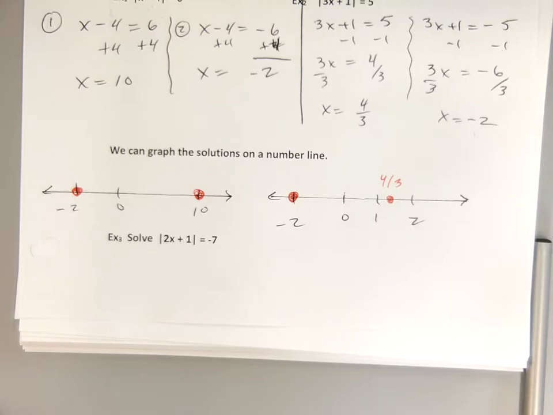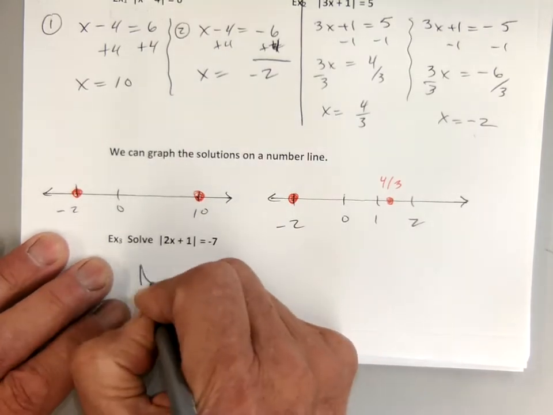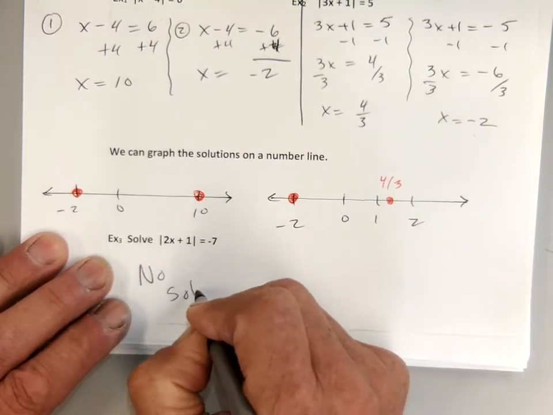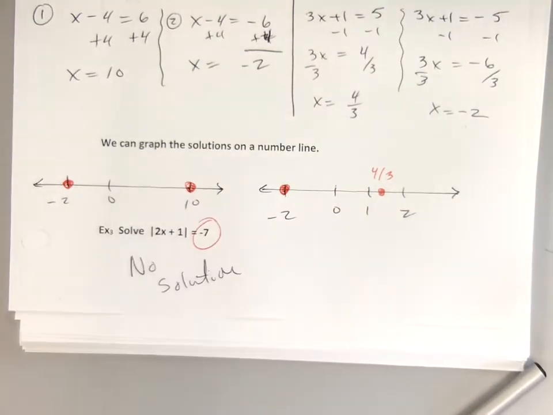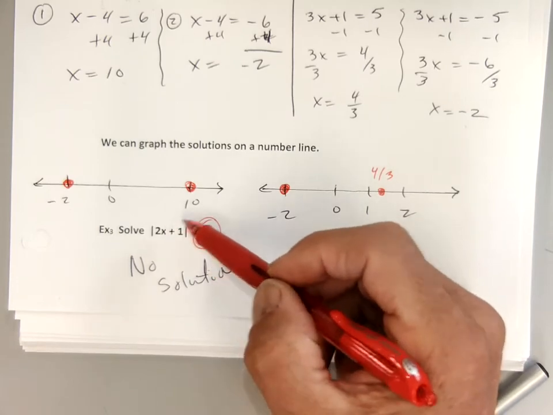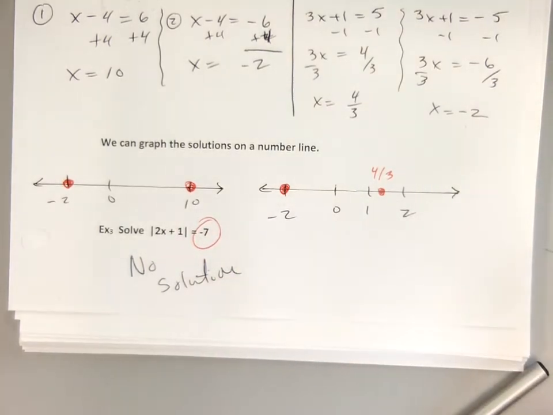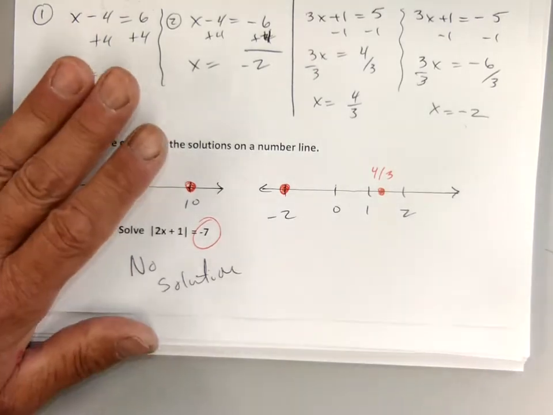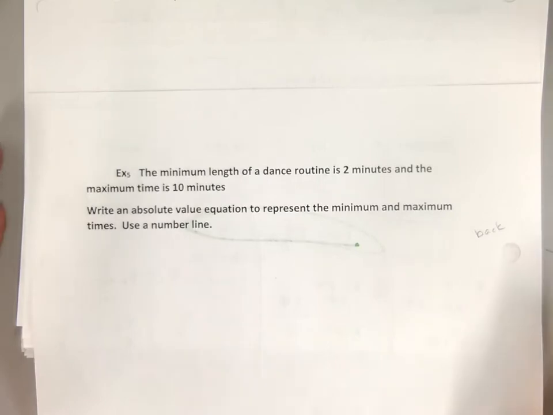What's the answer? No solution. There you go. No solution, right? I was waiting for somebody to say, wait a minute, Mr. Davis, no solution, because it cannot equal a negative. Whatever comes in has to come out positive. You cannot get a negative 7, can you? So don't do the work. No solution. All right? Okay, ready to turn the page?